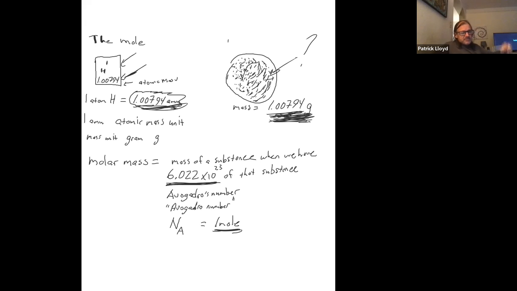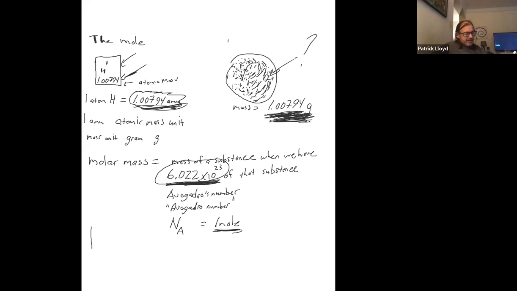Again, think about it logically, right? One atom weighs very little, 1.00794 AMU. You could figure out what that number is in grams. It would be a tiny number. It would be 10 to the minus 23 grams. But if I keep counting more and more and more, eventually I'll get up to 1.00794 grams. And that's because I have this many hydrogen atoms, 6.022 times 10 to the 23rd.